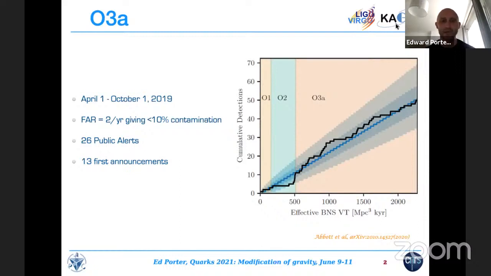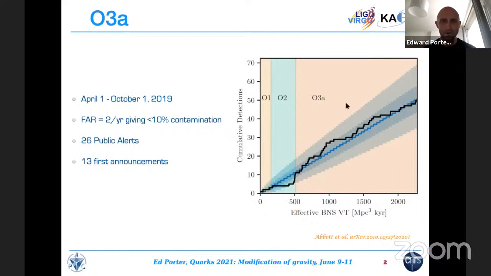At the end of O3A, we had 26 public alerts that had gone to the astrophysical community, and there were 13 events that were announced for the first time. So this gave us 39 events, and 11 from previous catalogs. So we now have around 50 gravitational wave candidates.